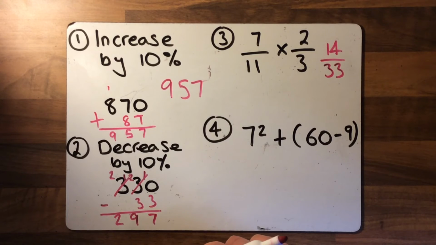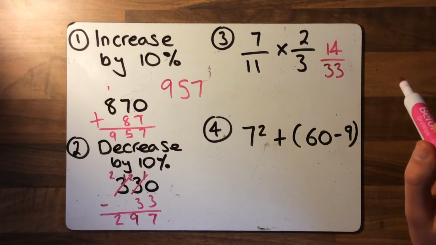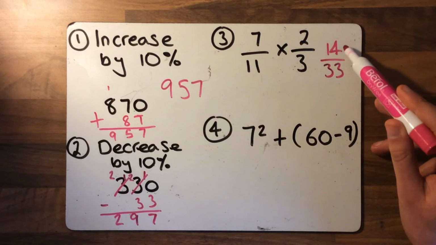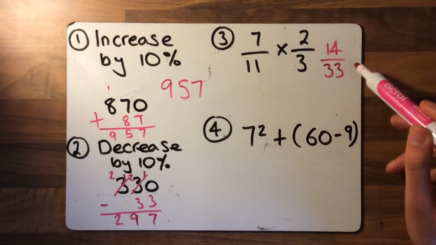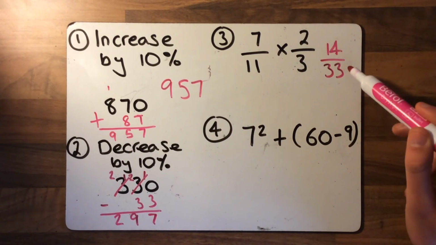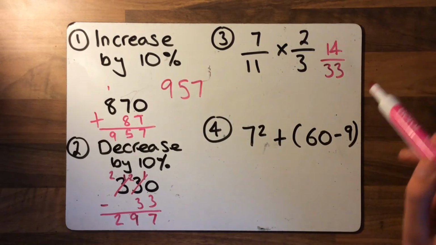Looking at that question, could that be simplified in any way? We can't use that method we talked about, the Connor method, where you half and half again, because 33 can't be halved. This one could be, but this one couldn't. Are there any numbers that go both into 14 and 33? There aren't, so this is in its simplest form, 14 over 33.